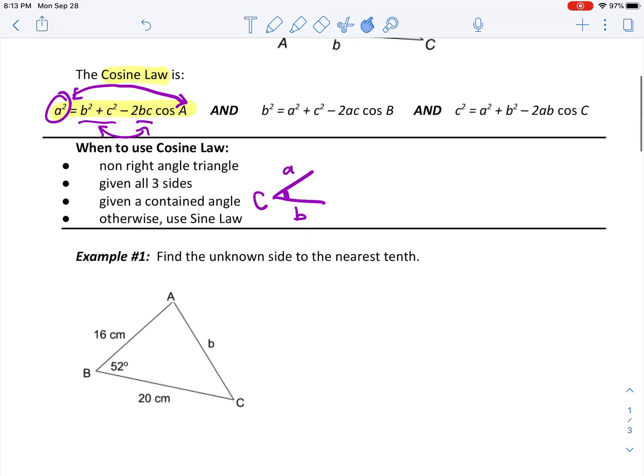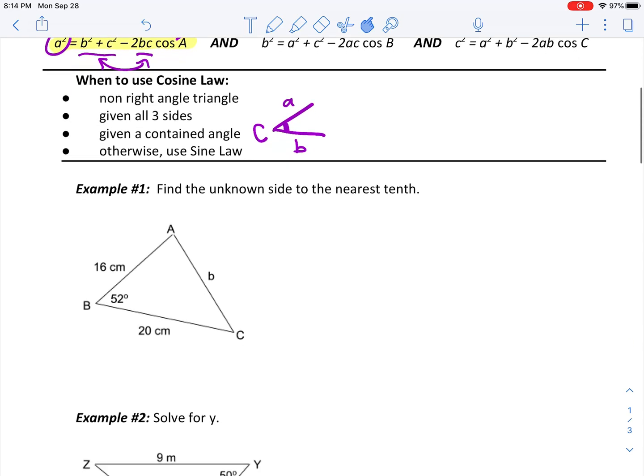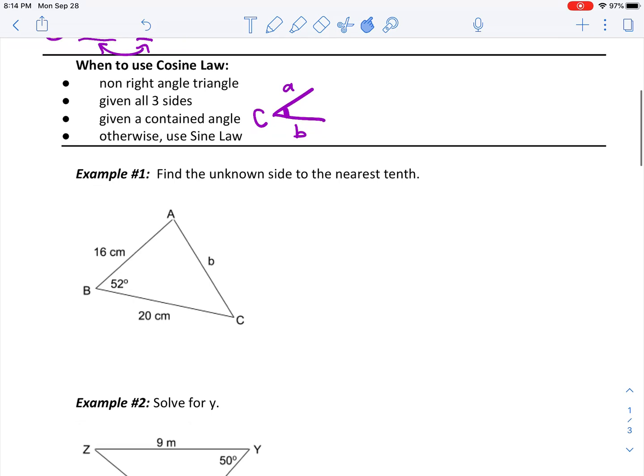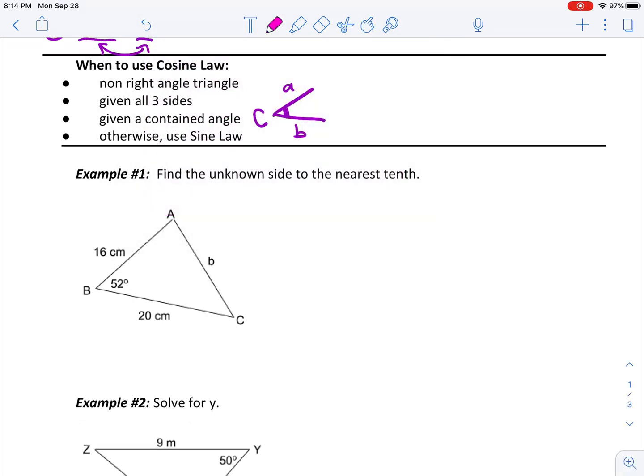If we do not have all 3 sides given, or an angle given in between 2 known sides called a contained angle, then we would use sine law. Right? If we do have all 3 sides, or we do have a contained angle, we use the cosine law. So let's see how we can actually fill this in and use it with some numbers.